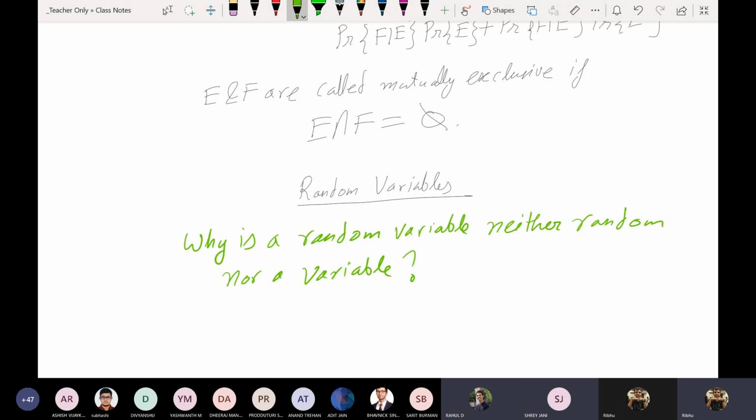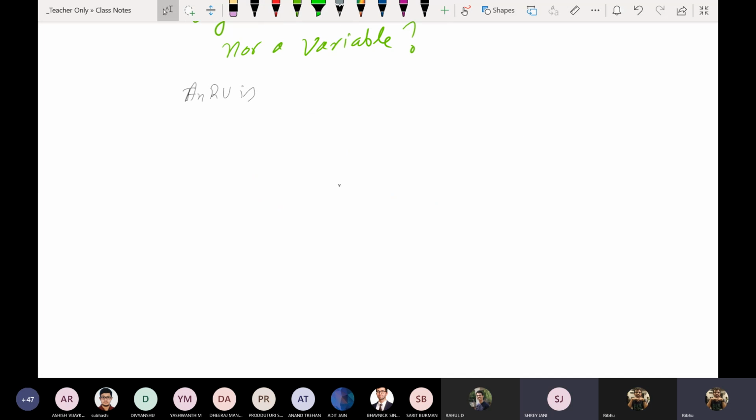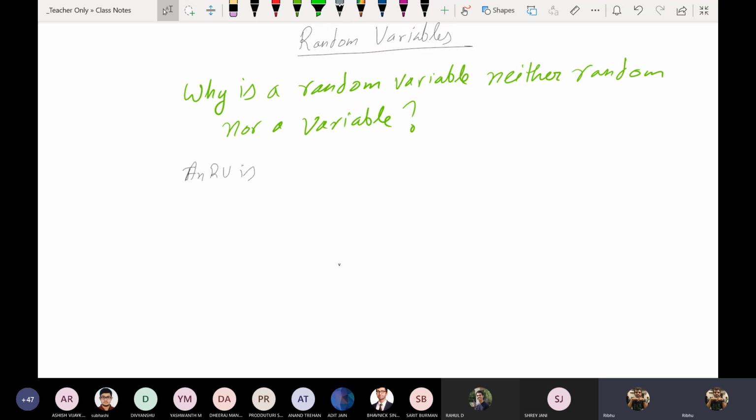Sir, it's just a mapping from the event space to the real line. It's not a variable or random. Yes. So a random variable by definition is, it's actually not from the event space, it's from the sample space. Sir, we can understand that it's not a variable, but why is it not random?